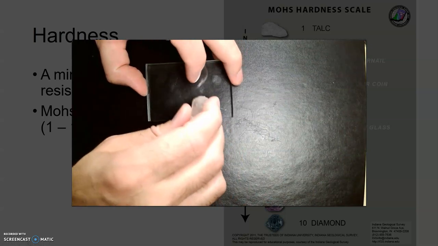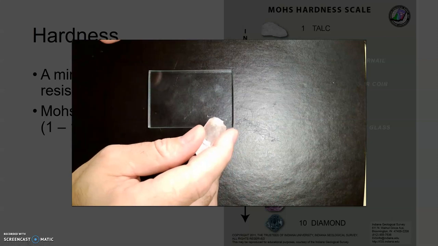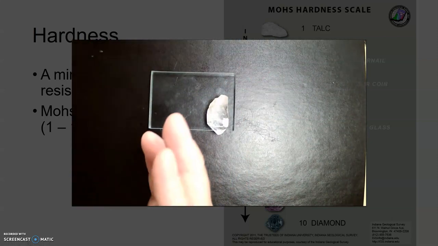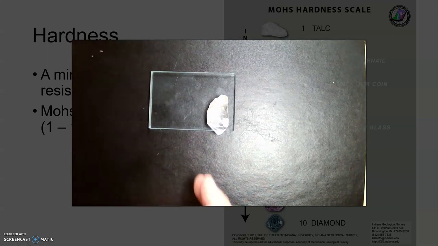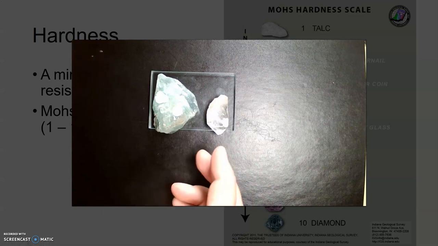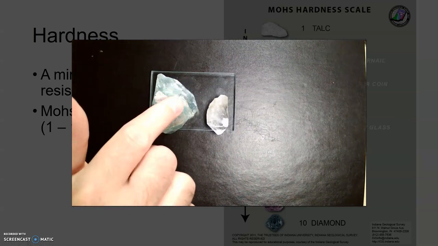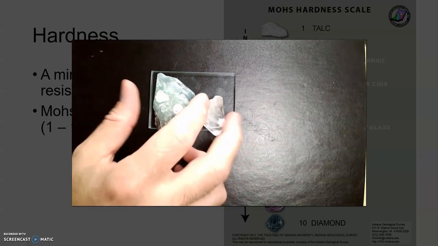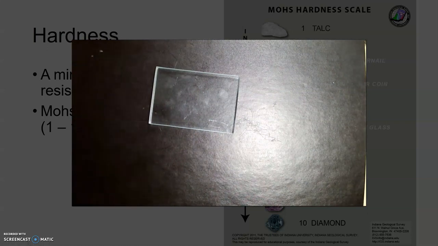And glass has a hardness of around 5.5 on the Mohs hardness scale, so whatever this mineral is has a hardness probably 6 or above. Whereas this mineral did not scratch the glass, so it probably has a hardness of 5 or below. In fact, this has a hardness of 4, this is fluorite, and this has a hardness of 7, this is quartz. So another way to help identify minerals is just scratch them on glass.